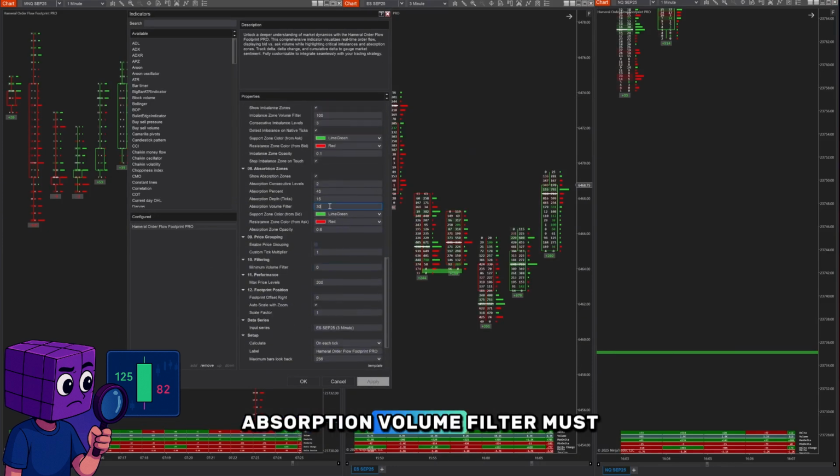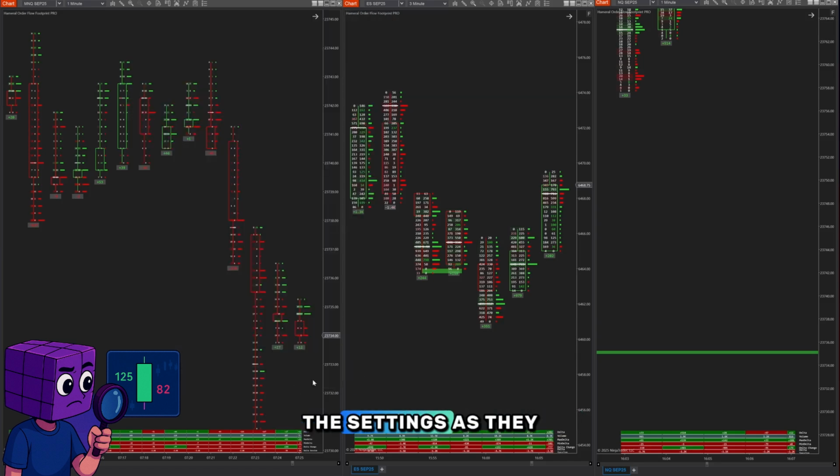Here, absorption volume filter must be set to more than 30. Also, we can adjust the absorption depth in ticks to avoid small candles, and decrease it a little because we don't have candles as big as in NQ or MNQ. The absorption percentage must also be decreased a little, because on ES we have less absorption compared to NQ and MNQ. ES is less volatile, so we reduce the percentage and also the consecutive levels, because we don't have as many levels as in the previous assets. We can set it to 2, maybe even 1. So everyone should adjust the settings as they need.